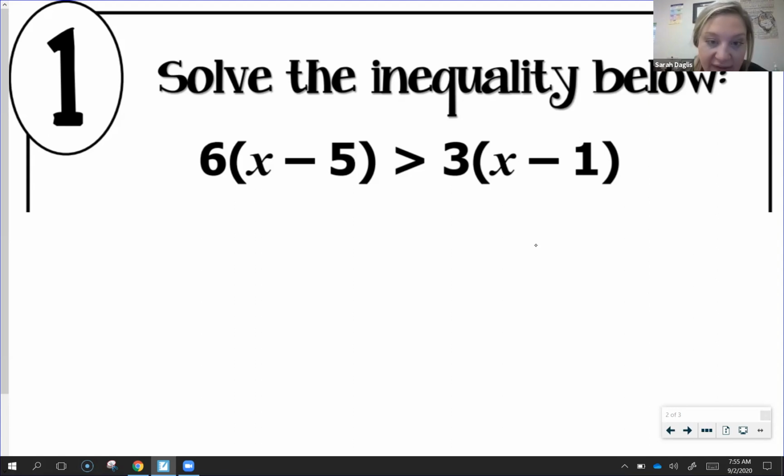Do we need to print out the answer sheet for the math lib? If you are able to, yes, please try to print that out. But if you need to use your own piece of paper, that is fine also.